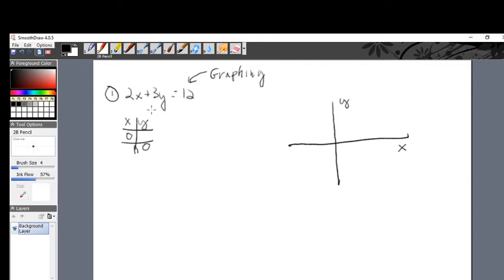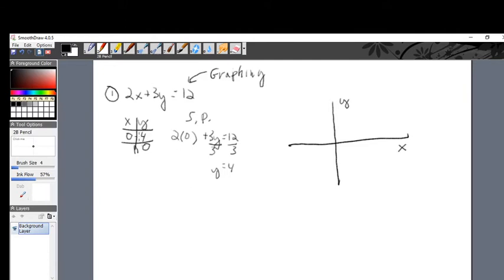We go to scrap paper, and what we got to do is, if this is saying if x is 0, what is y? So let's replace x with 0. 2 times 0 plus 3y equals 12. 2 times 0 is nothing, so it's 3y equals 12. Divide by 3 on the left, divide by 3 on the right, you get y equals 4. Half our chart is ready. We can put a little 4 in here.